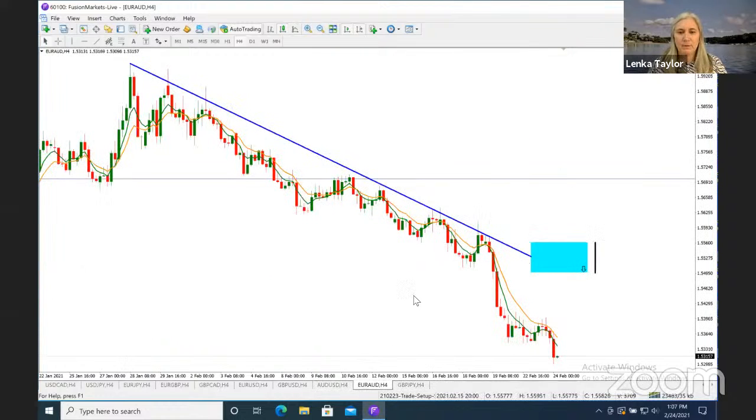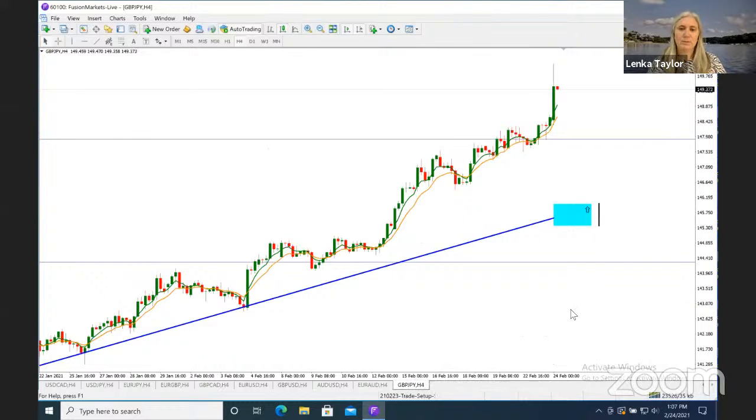Then we have Euro AUD. So that one's also already quite far. So waiting for the retracement on that one. There we go, back into that entry area near the horizontal, near the trend line.